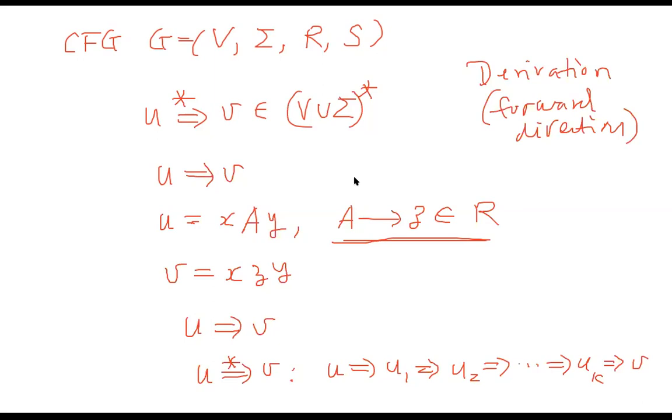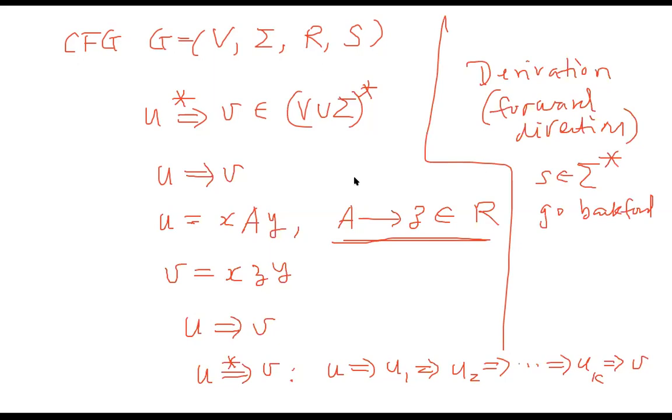Now, for parsing, you are really given a sentence. Let's say you are given a sentence S, a terminal string S. What I want is I want to go backward. And try to find whether, let's say, S is like this, X, maybe H, Y. And then I want to see whether there is a grammar rule T arrow H, such that I can go backward and replace H with T.